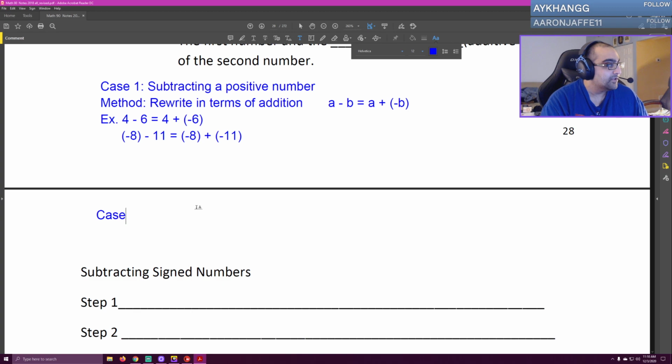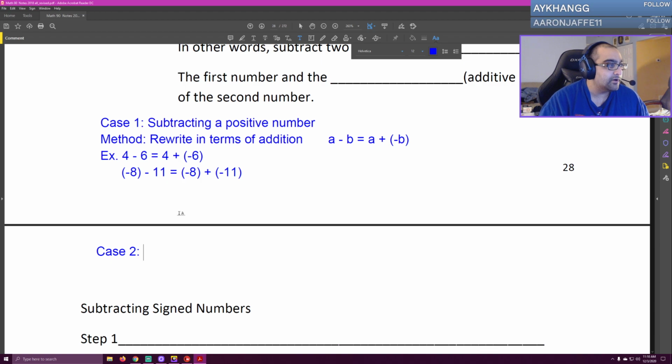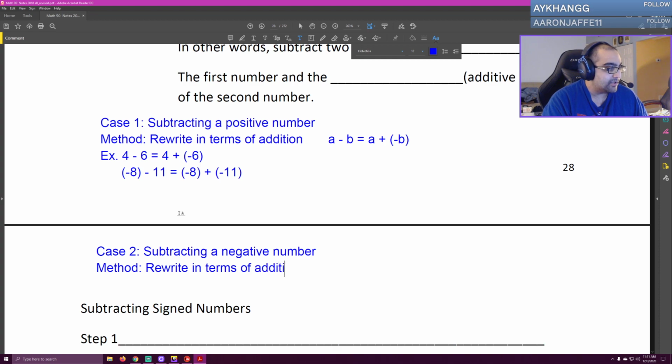All right, let's look at case number 2. Case number 2 is when we're subtracting a negative number. So what's the method here? We're going to rewrite in terms of addition, of course. But let's talk about how we do that via a small example. An example in this case would be 5 minus -10.